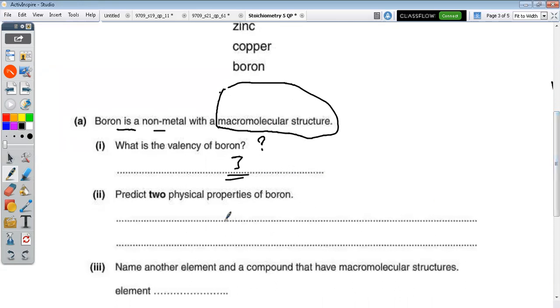So now, what are the physical properties we are guided by here? Macromolecular structure. So physical properties, what do you think? Any physical properties? Boron is a non-metal. So what are the physical properties? If it's a non-metal, any physical properties that you can think of? The melting point is 2079 degrees Celsius. No, we're supposed to just mention general properties, we're not supposed to claim anything.